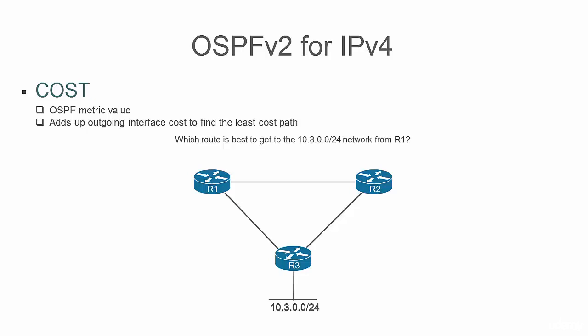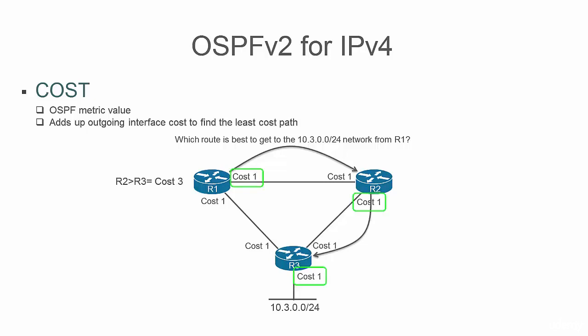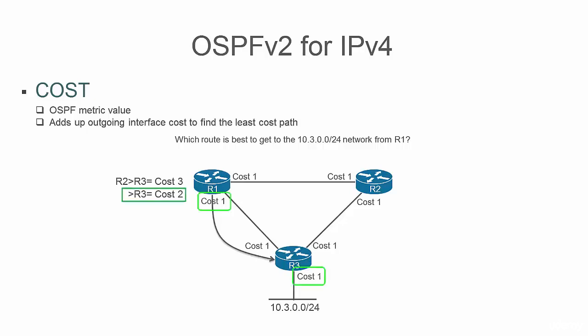If R3 advertised its 10.3.0.0 network to R1 via its path directly to R3, or from R2, it would add up the cost of the outgoing interfaces for each path. If we go from R1 to R2 to get to the 10.3 network, we have a cost of 3, because the 3 outgoing interfaces in that path each have a cost of 1, equaling 3. The route from R1 directly to R3 for the 10.3 network is a cost of 2, since we have 2 outgoing interfaces and they both have costs of 1. And that would be the more preferred route since it has the lower cost value.